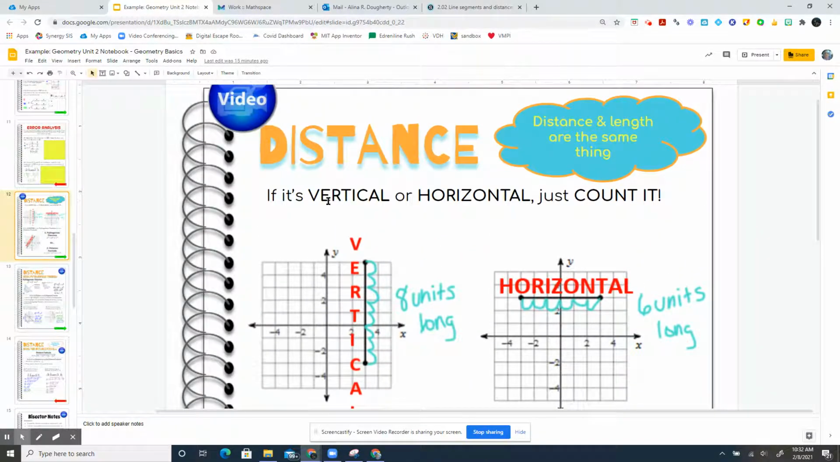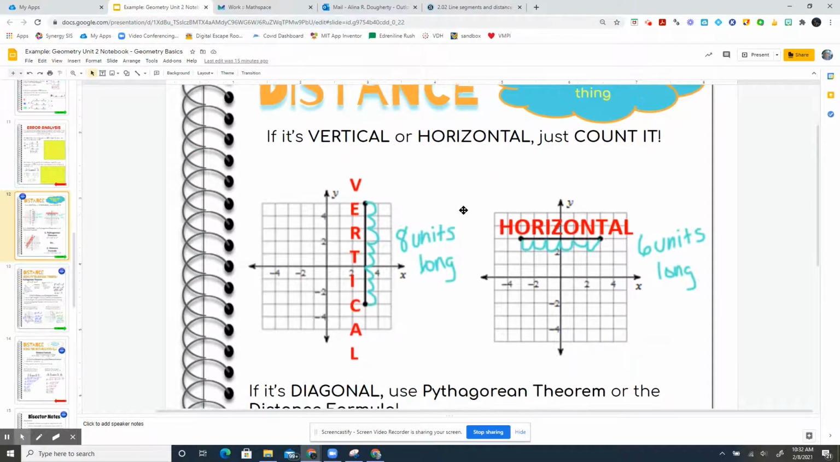We've got distance. So we've got a vertical distance on the coordinate plane and a horizontal distance. And if you've got straight lines, you can just count. Make sure you're counting the jumps, not the endpoints. So you're going to start at one endpoint and count the jumps. 1, 2, 3, 4, 5, 6, 7, 8. This vertical line is 8 units long.